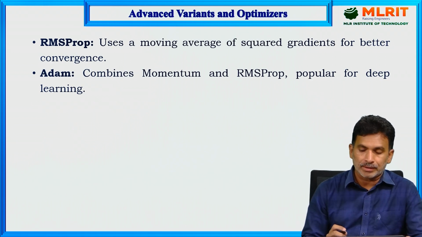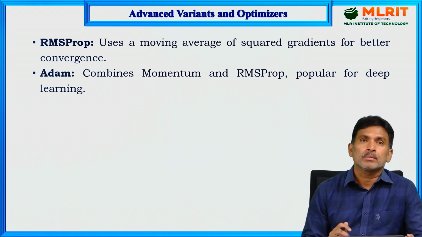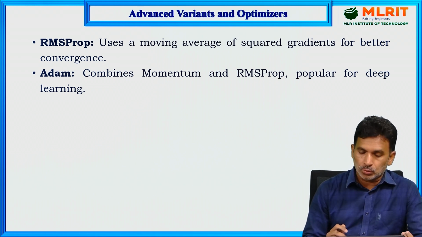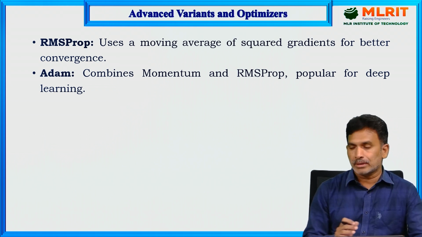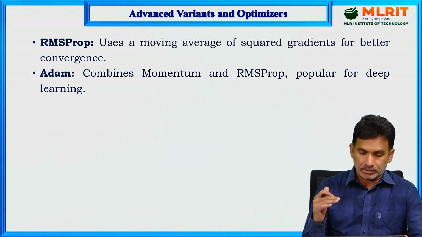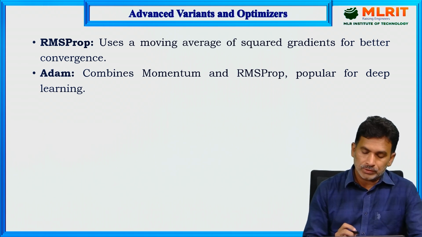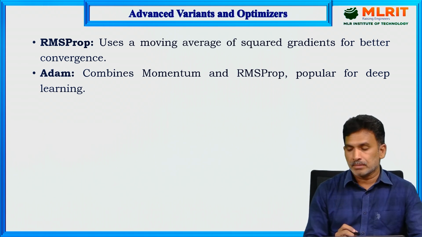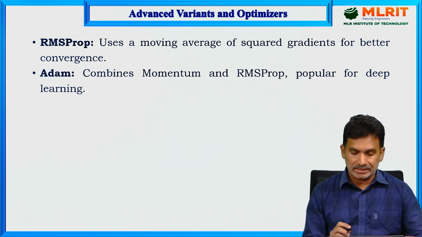Next, advanced variants and optimizers are RMSProp and Adam. RMSProp uses a moving average of squared gradients for better convergence. This is mainly used in stock price prediction indicators like moving averages. Next, Adam combines momentum and RMSProp, and is popular for deep learning.